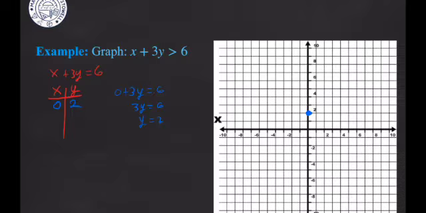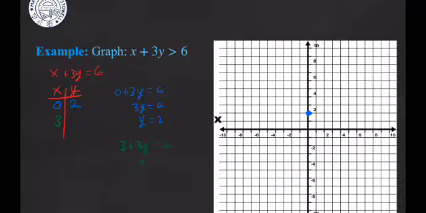Let's pick another point. It does not matter which point you choose. You can choose positive values. You can choose negative values. It does not matter. Let's choose, for the sake of it, 3. If you choose 3, this would be 3 plus 3y equals 6.